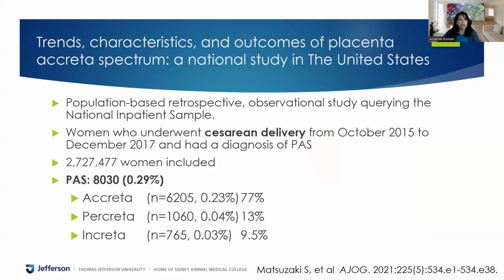These are the latest publications I found on the trends and outcomes of the placenta accreta spectrum. Very important, as I said, C-section deliveries have increased dramatically, and this study included 2.7 million deliveries. This is a cesarean delivery registry. It does not include vaginal deliveries. They identified 8,000 women with placenta accreta spectrum, 0.3%. Most of them are accretas, then a minority, 13%, percreta, and close to 10% are increta placentation.